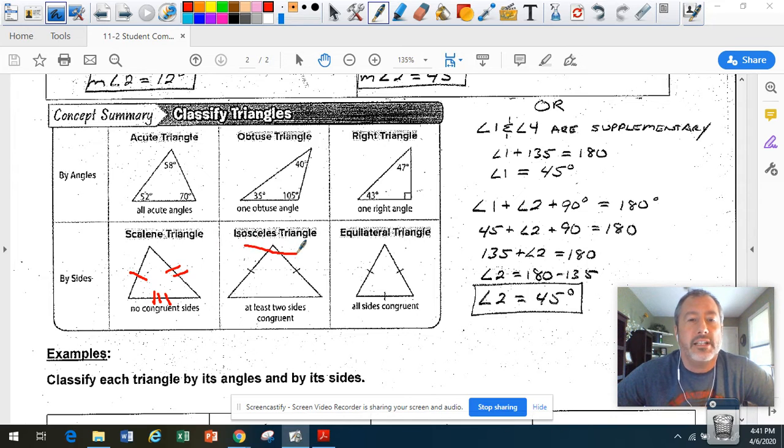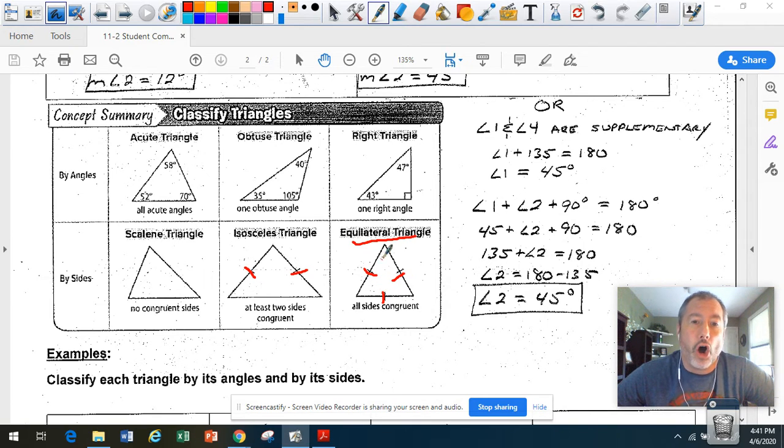An isosceles means we have two sides that are the same. That's what these little tick marks mean here. This side is congruent to that side. So you must have at least two sides that are congruent. Equilateral, think about the word equal. That means all the sides are going to be the same size.